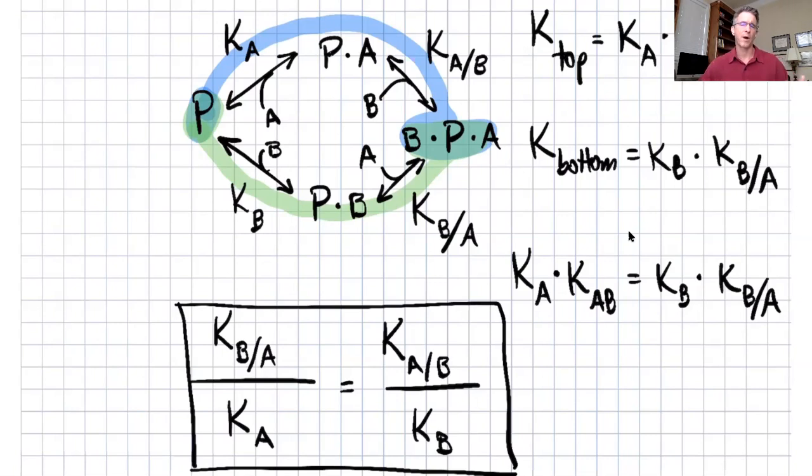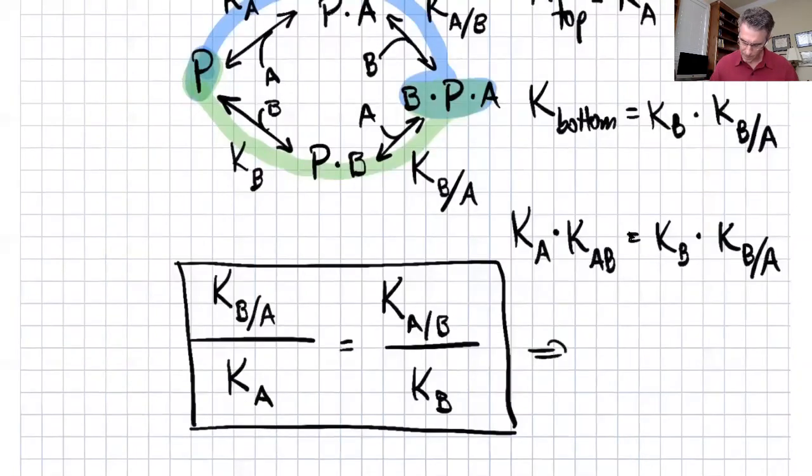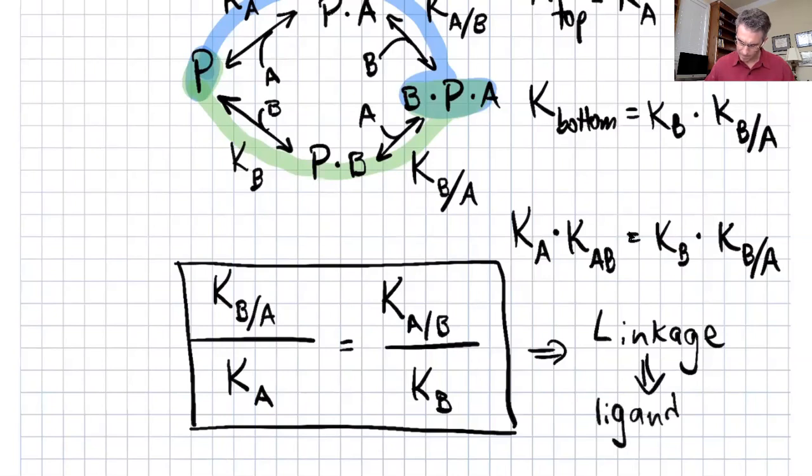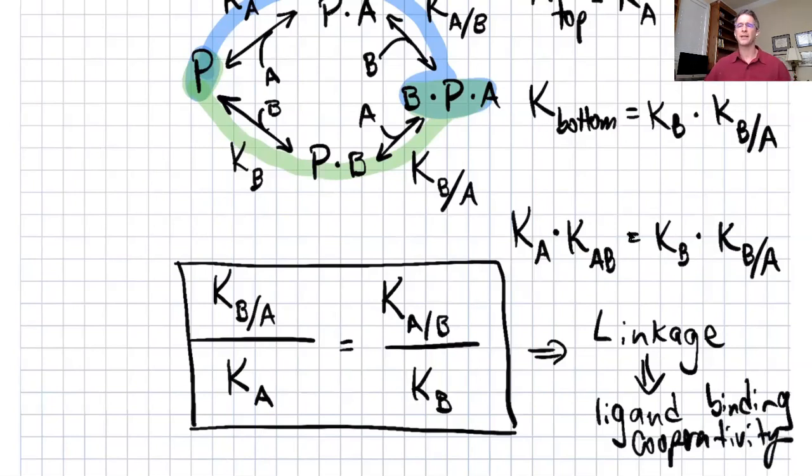All right, that's the core idea behind thermodynamic linkage. And this idea of linkage is going to get us to an understanding of ligand cooperativity, binding cooperativity, which we're going to begin discussing next in the context of oxygen binding by hemoglobin.